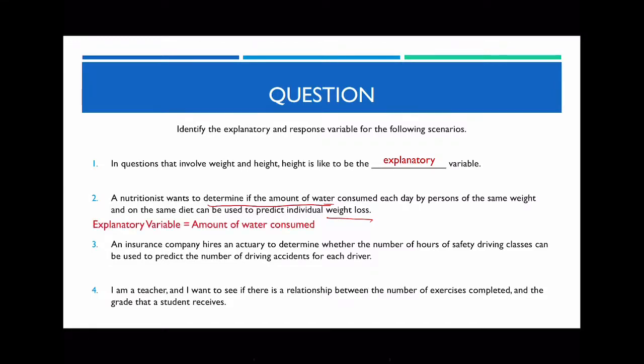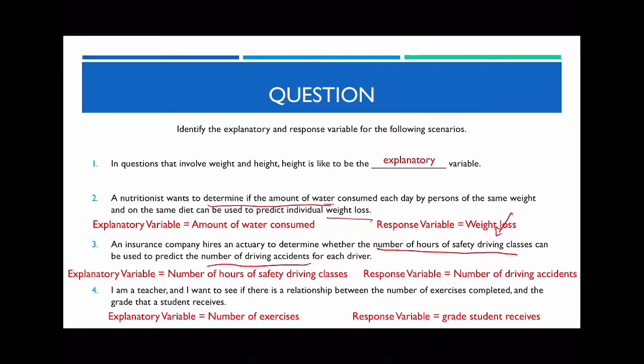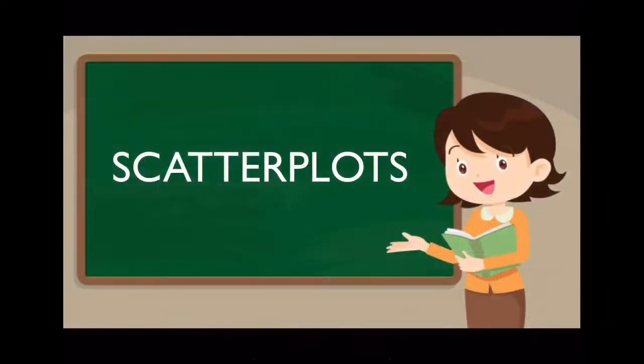Part 3, an insurance company hires somebody to determine whether the number of hours of safety driving classes will have an impact on the number of driving accidents. So this would explain why you'd have a different number of driving accidents. The explanatory variable would be the number of hours of safety driving, and this is the response variable, and these are the answers for the last question. Hopefully you guys got this correct.